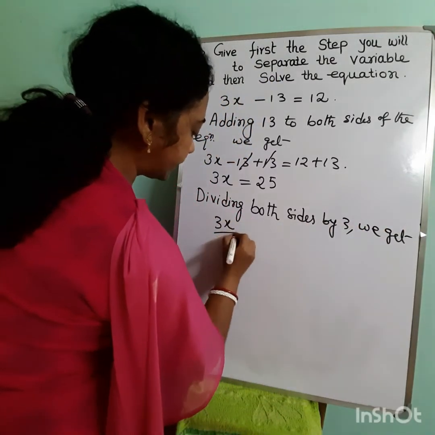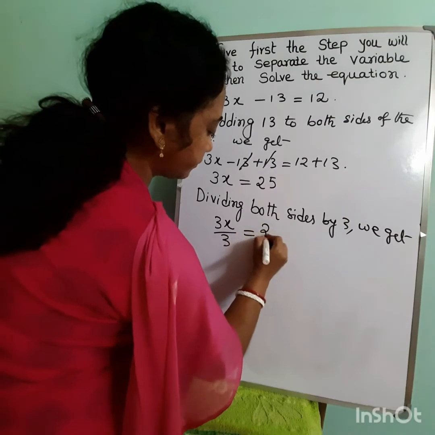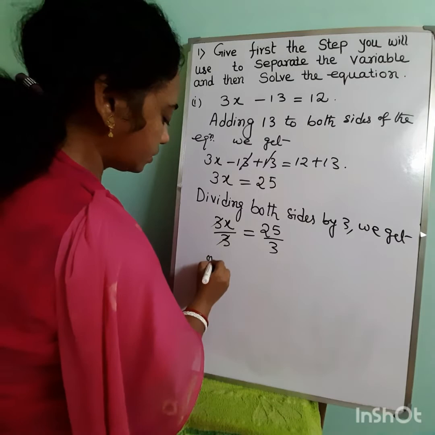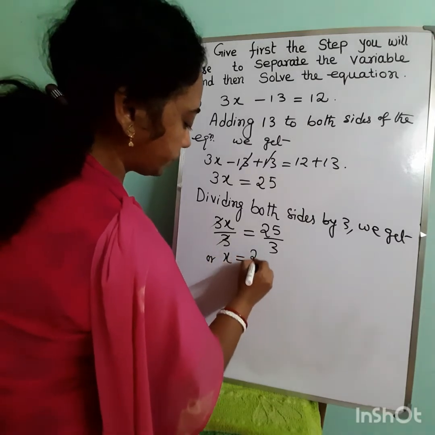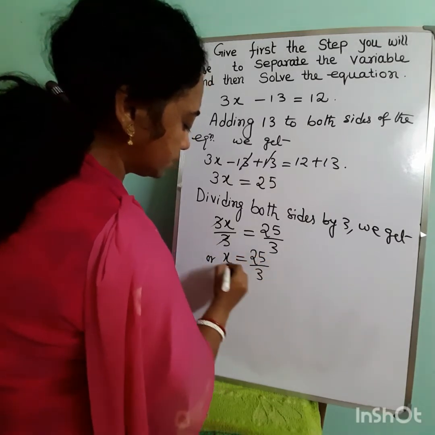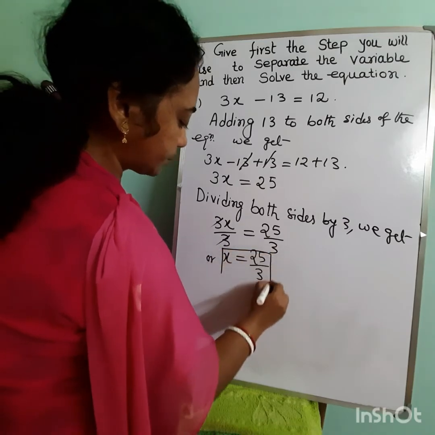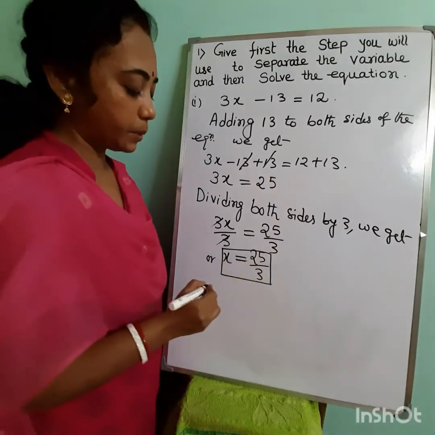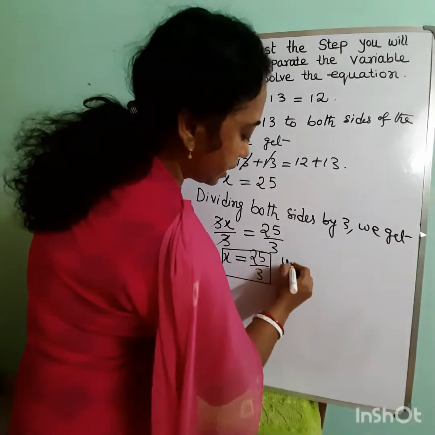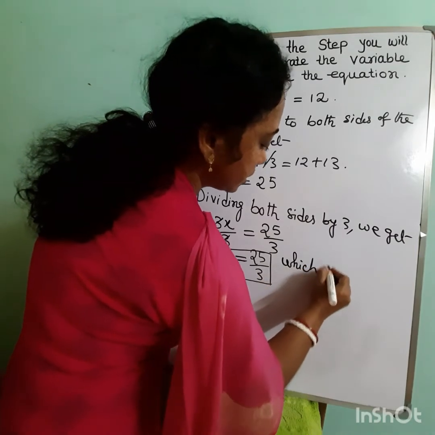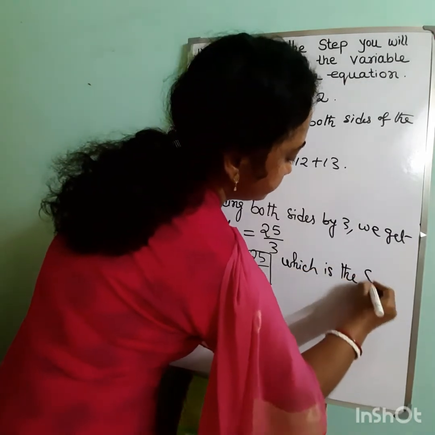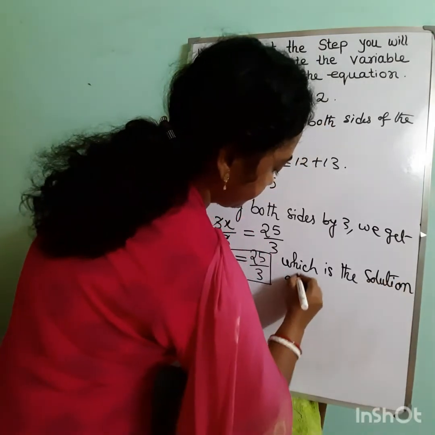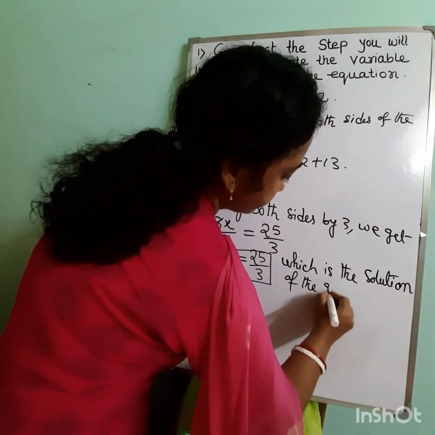3x divided by 3 is equal to 25 divided by 3. Here 3 will cancel out, so x is equal to 25 by 3. So here the variable is separated, and the value of the variable is coming here, 25 by 3, which is the solution of the given equation.